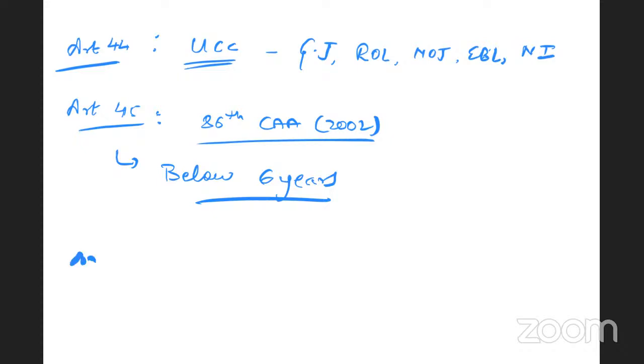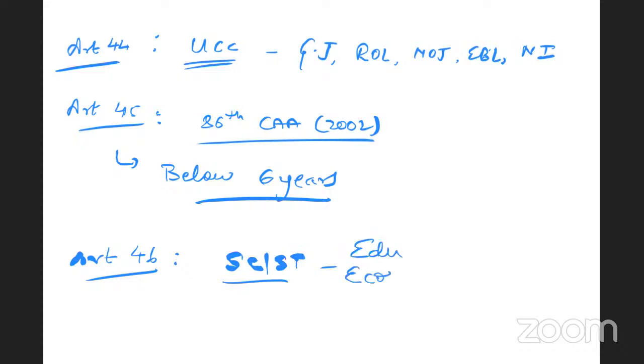Then Article 46 calls upon the state to promote the educational and economic interests of SCs, STs and other weaker sections of the society. Both the educational and economic interests of scheduled castes and scheduled tribes and other weaker sections of the society should be taken care of by the state, is what this article is talking about.